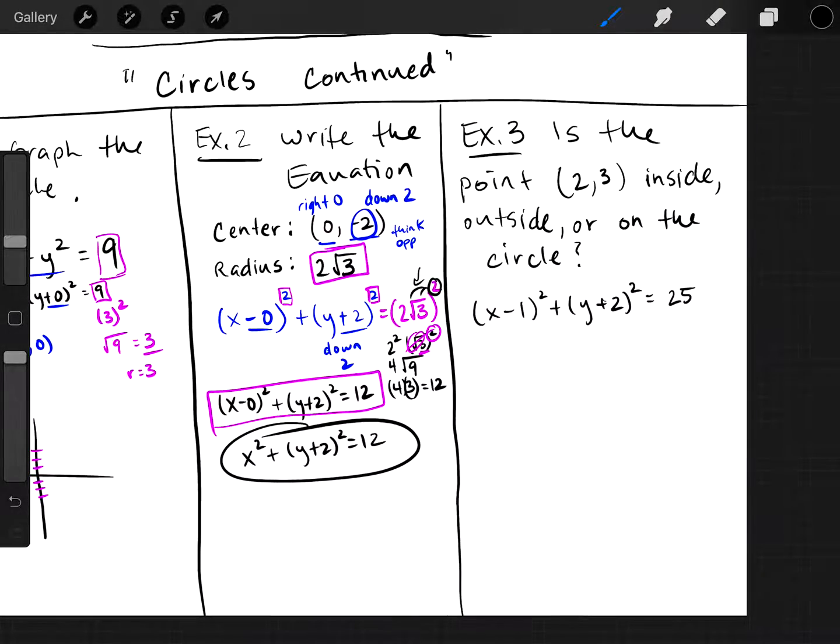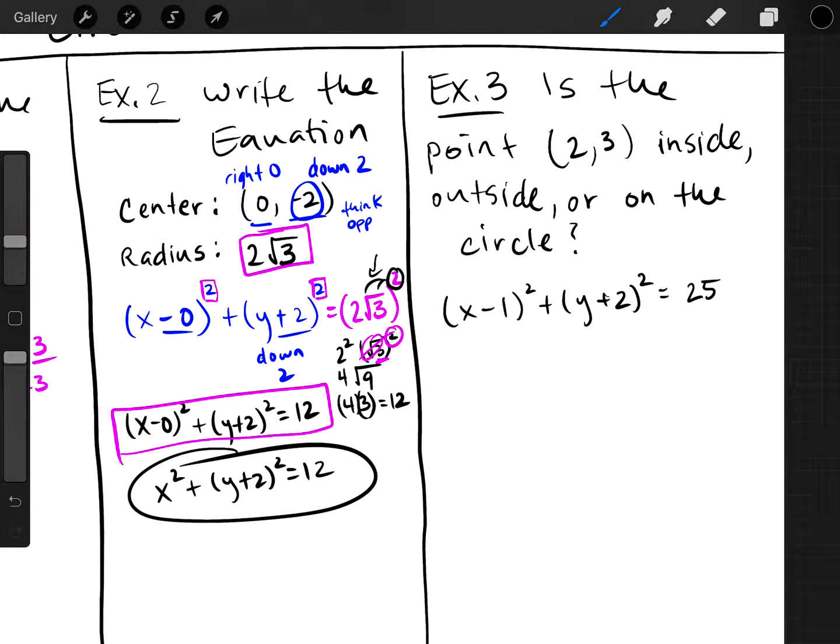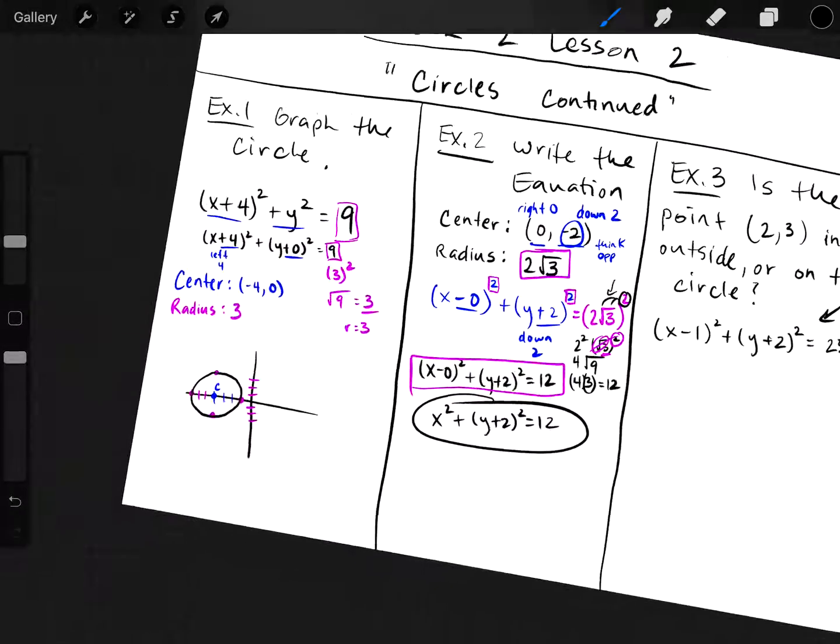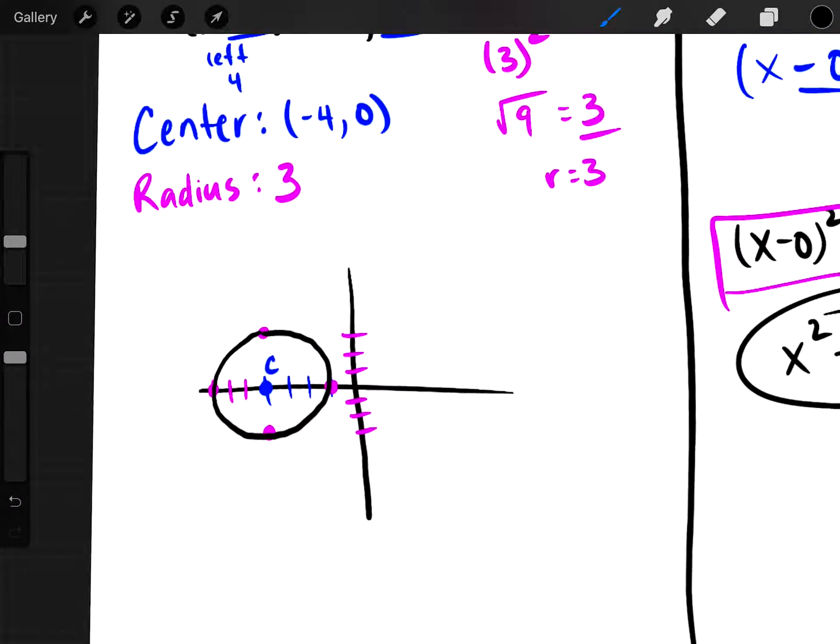A second way, you don't even have to write the x minus 0 squared. We can just write x squared plus (y plus 2) squared equals 12, just like this example over here left it as y squared. So both of those are kind of unique in the way they're represented.